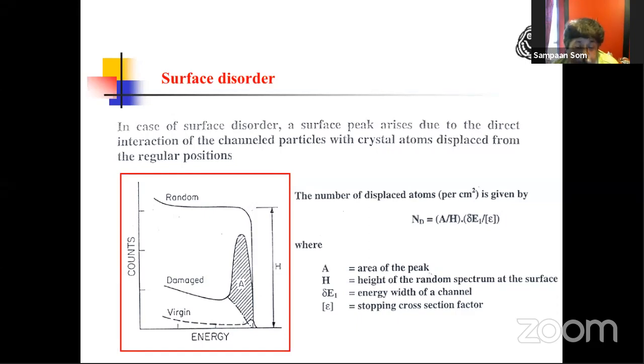And then if it is completely misoriented with respect to the incident ion beam, or it is absolutely amorphous throughout the sample, then it has no other way, it will match with the random signal. So from here, you can easily calculate the number of displaced atoms per square centimeter, that means the degree of damage, etc., from this kind of ion channeling technique. Next slide, please.